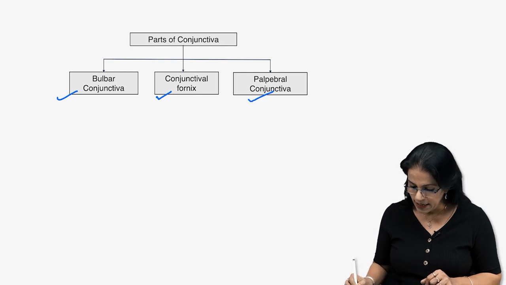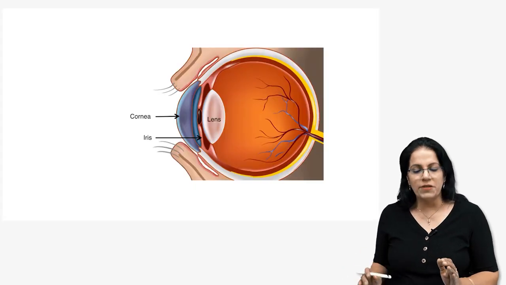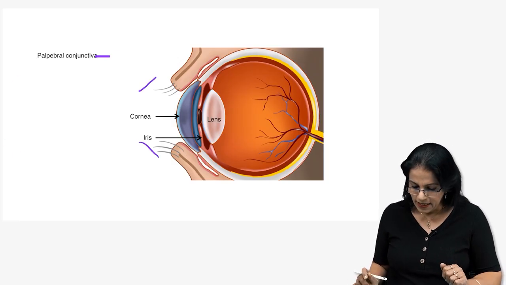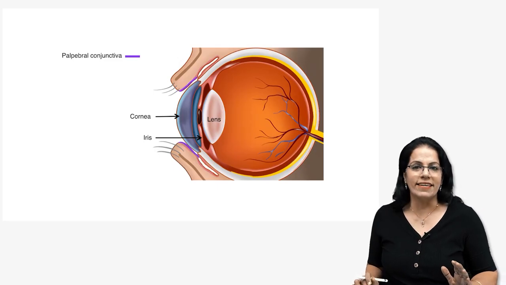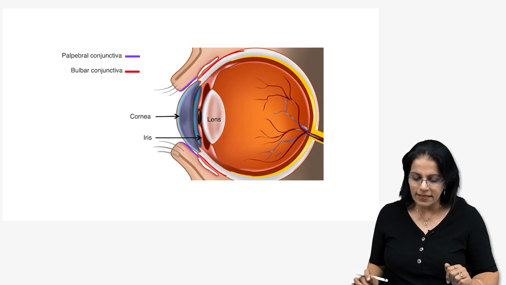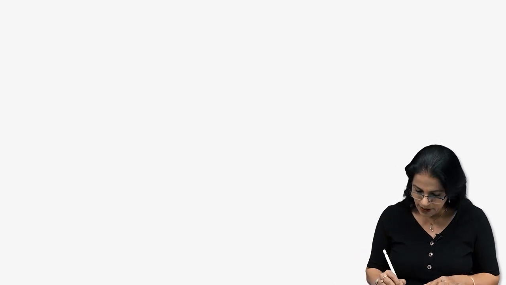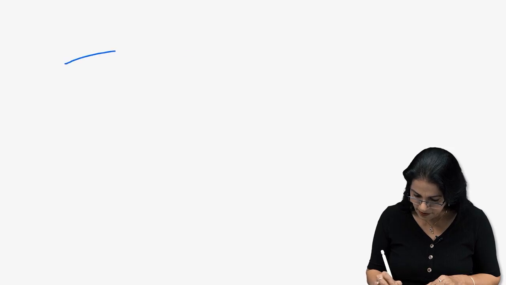That is bulbar. Let's have a look. So now you know the three parts. Let's be more clear about what are the different three parts of the conjunctiva. So this is your palpebral, which is under the lid, right? And then of course, this is your bulbar conjunctiva, and this fold is what is called fornix. Clear? Right. So can we draw it in our own style? Just a very oversimplified diagram, of course.